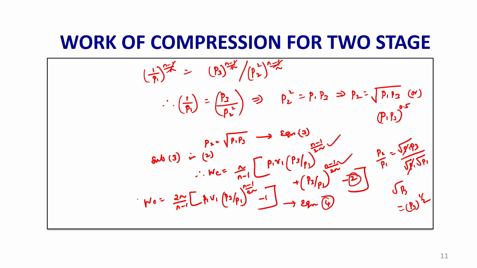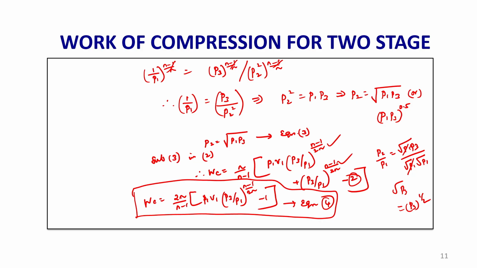Equation number 4 is the work of compression for a 2-stage compression process. If the number of stages is more than 2, suppose it is 3, here I will have 3n by n minus 1 into the final pressure ratio divided by initial pressure, raised to the power of this one.